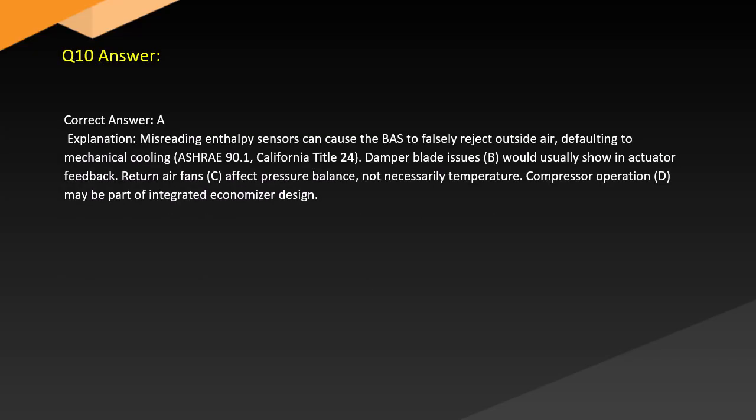Answer. Correct answer. Explanation. Misreading enthalpy sensors can cause the BAS to falsely reject outside air, defaulting to mechanical cooling. ASHRAE 90.1, California Title 24. Damper blade issues, B, would usually show an actuator feedback. Return air fans, C, affect pressure balance, not necessarily temperature. Compressor operation, D, may be part of integrated economizer design.